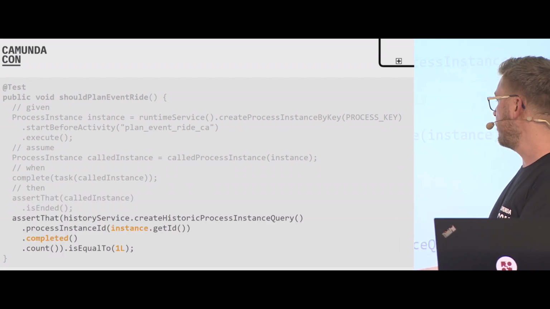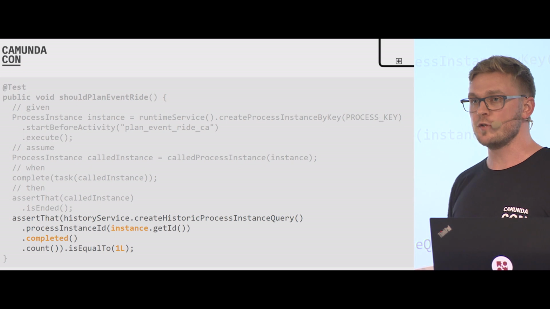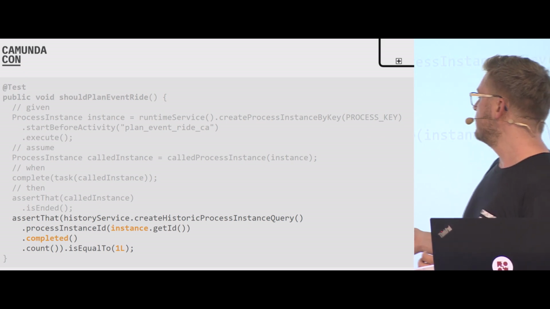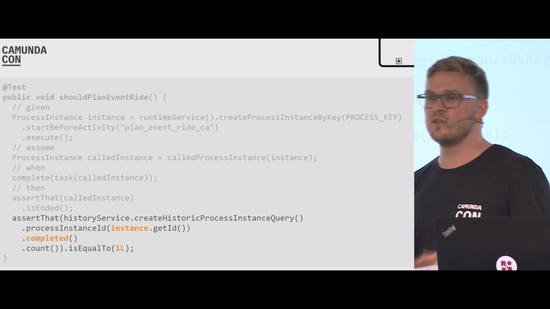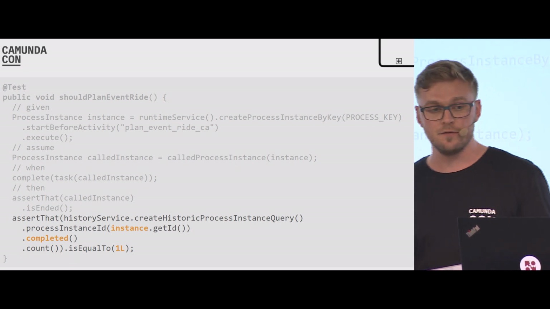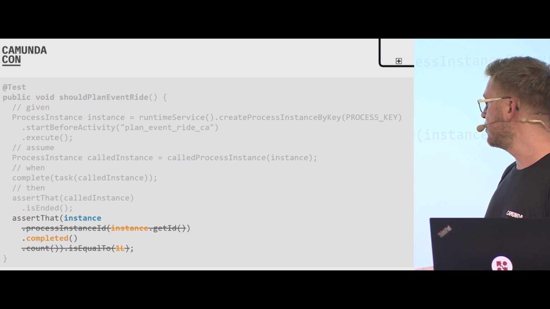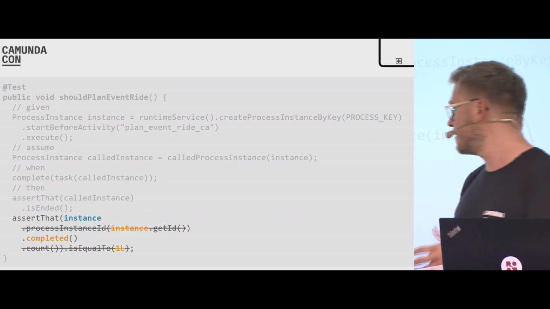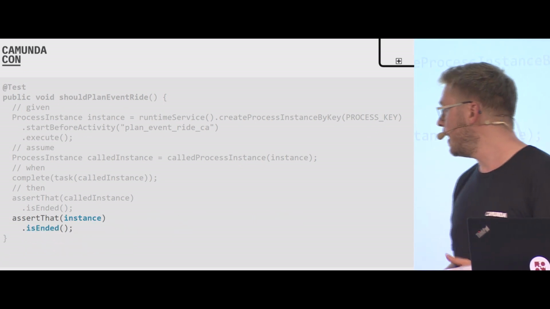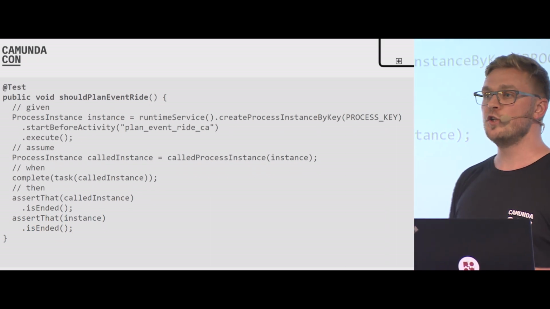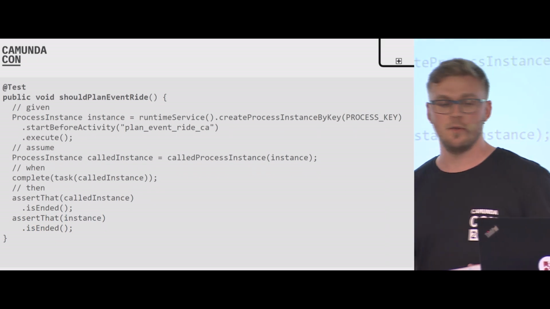The same thing goes for our master instance, which is now finished as well. And again, you would have to repeat all of this code because it's not very reusable, so it's very repetitive, of course. So as we just saw, we can abbreviate this to just make an assertion on our master instance, which is also ended, and that's actually it. That's all you need to do to get past your call activity, for example.